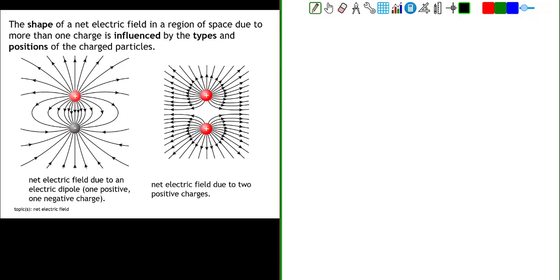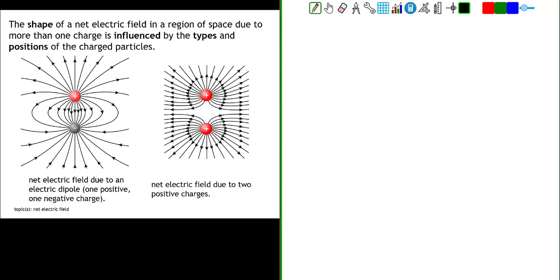In this diagram on the right, these are 2 positive charges. Those 2 positive charges would produce an electric field that looks like this. Notice the electric field lines begin on each positive charge and point away. But because of the contribution of each charge at every point in space, if you had your test charge to probe the electric field, you would get a shape for the net electric field looking like this.